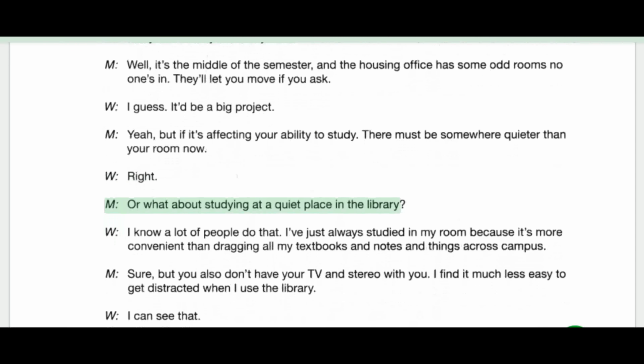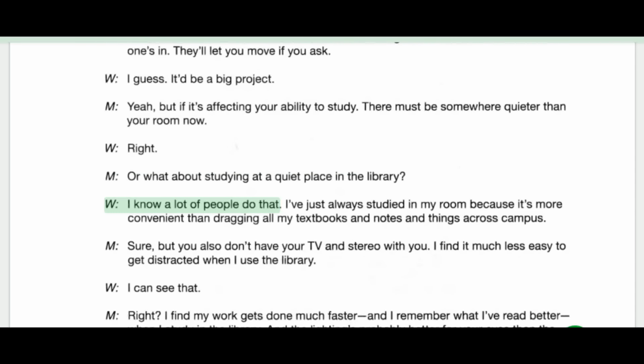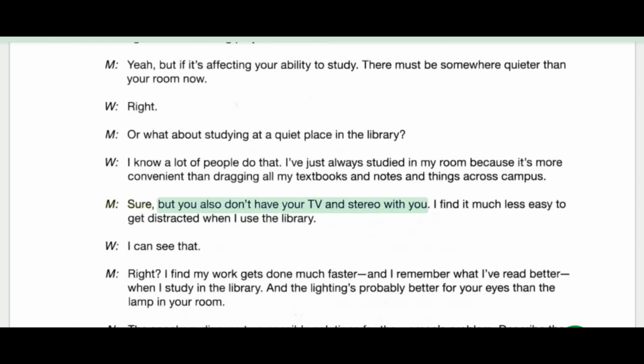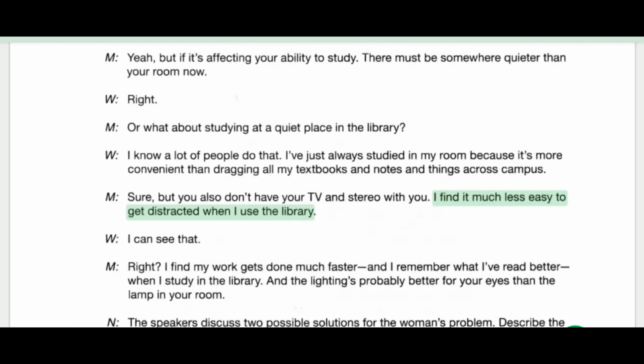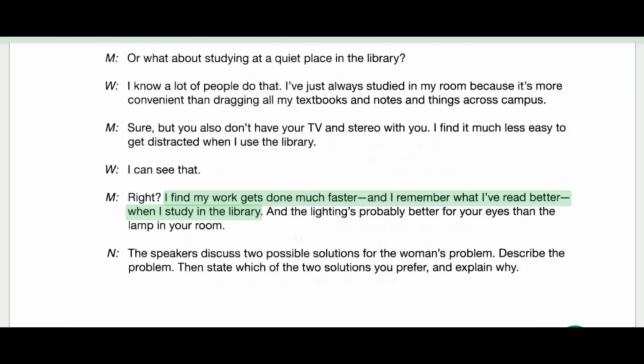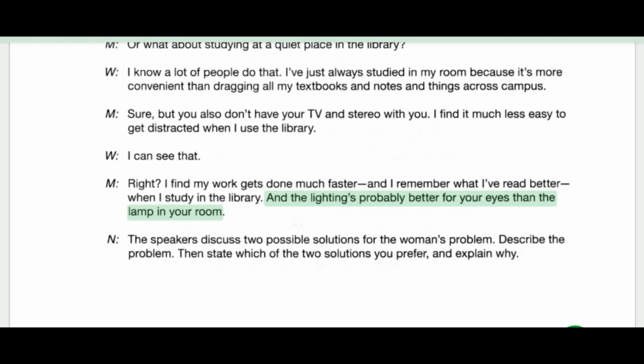Right. Or what about studying at a quiet place in the library? I know a lot of people do that. I've just always studied in my room because it's more convenient than dragging all my textbooks and notes and things across campus. Sure, but you also don't have your TV and stereo with you. I find it much less easy to get distracted when I use the library. I can see that. Right. I find my work gets done much faster, and I remember what I've read better, when I study in the library. And the lighting's probably better for your eyes than the lamp in your room.